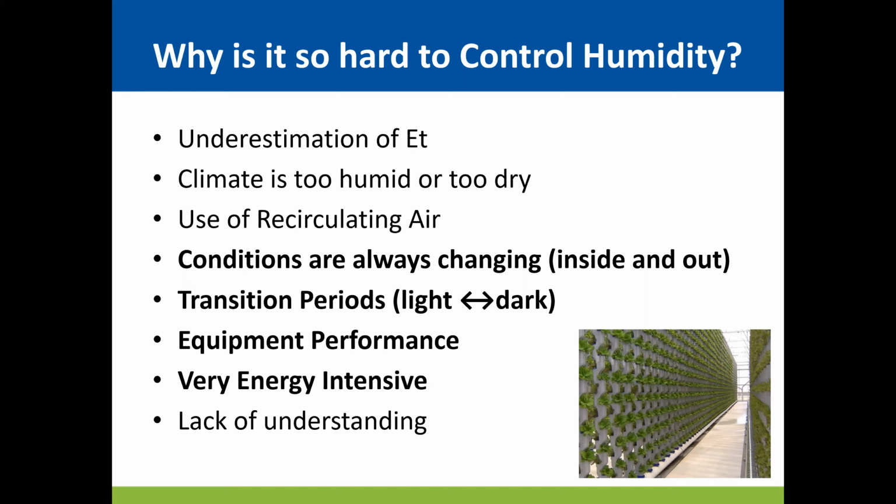The climate is too humid or too dry, making it hard to use ventilation. We use recirculating air, which, if we don't have proper dehumidification, the moisture just builds and builds and builds until it starts raining inside our grow facility. The conditions are always changing, inside and outside, right?